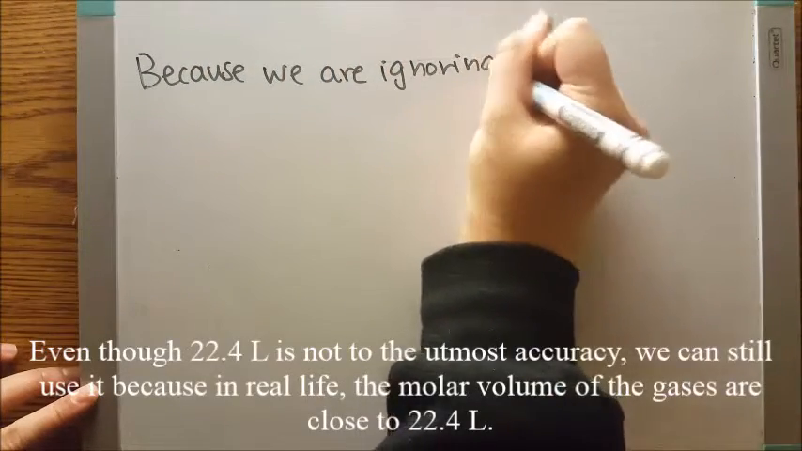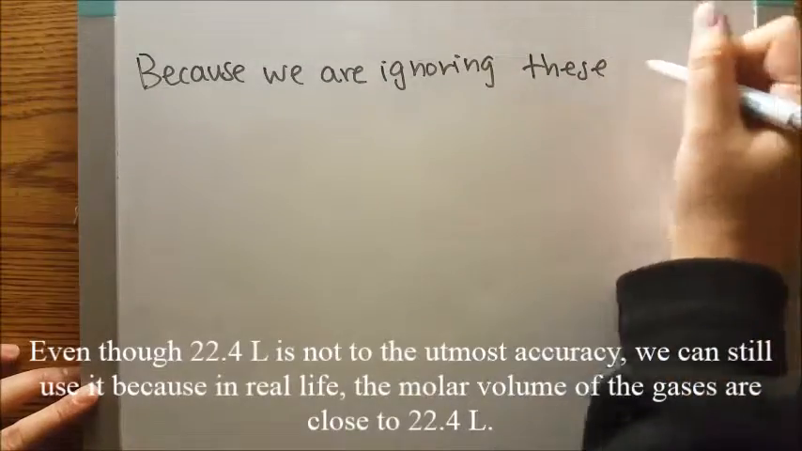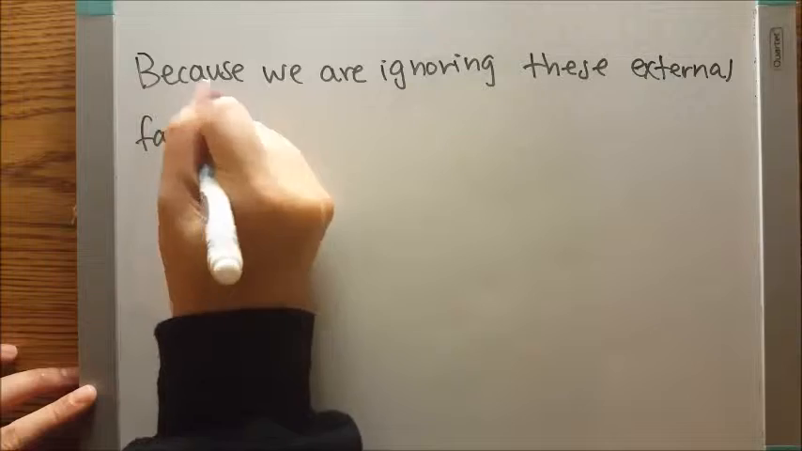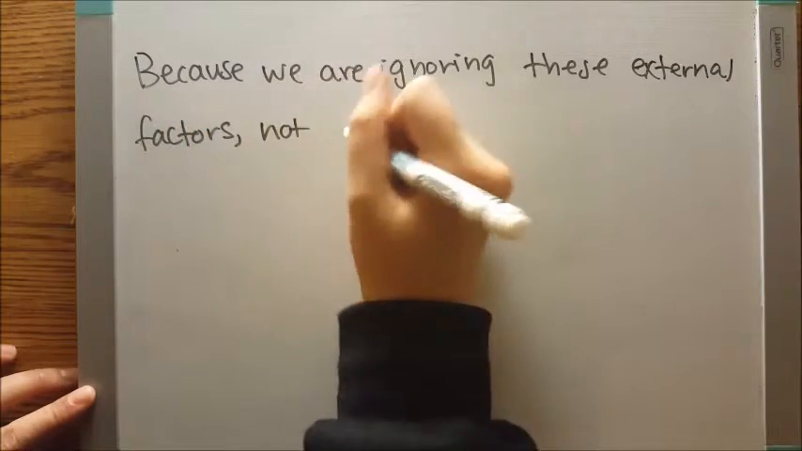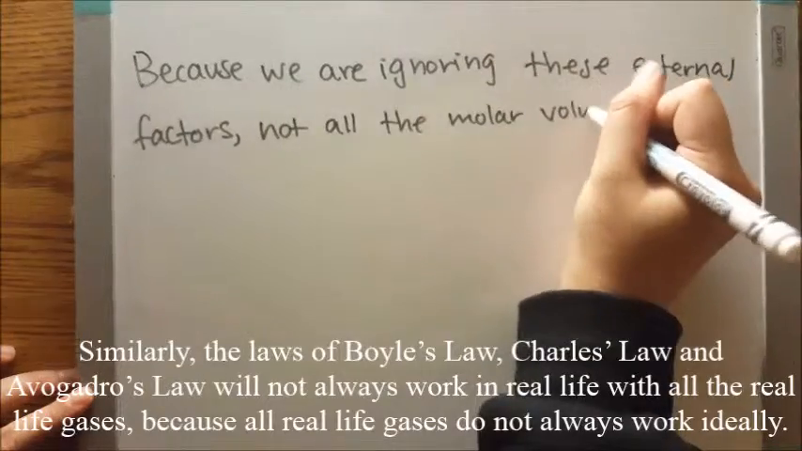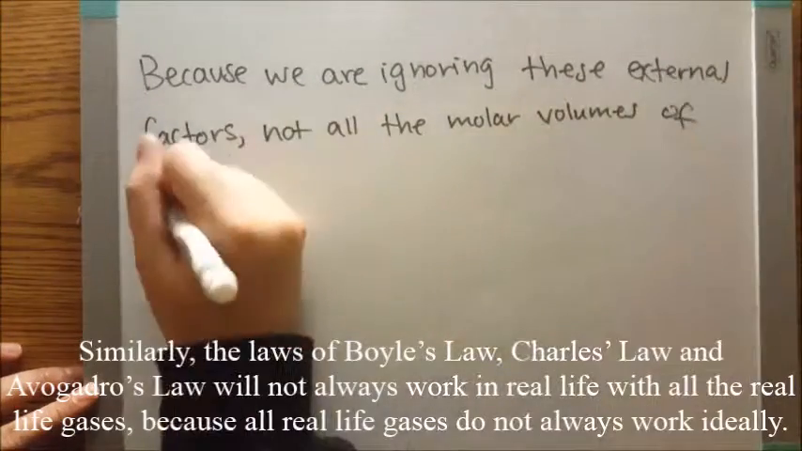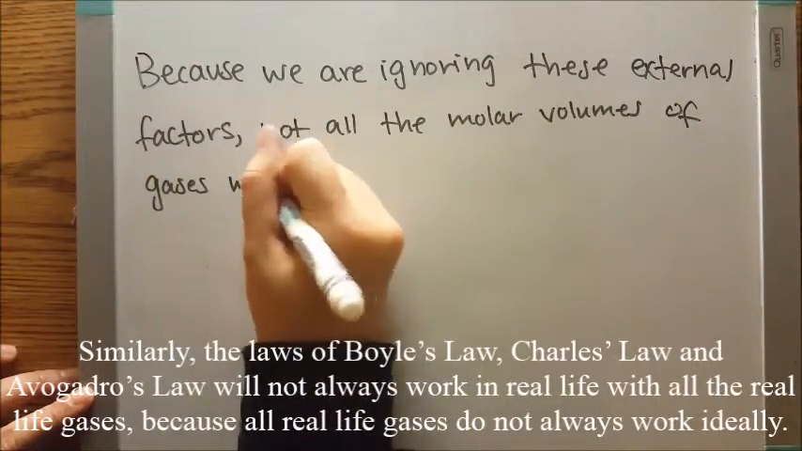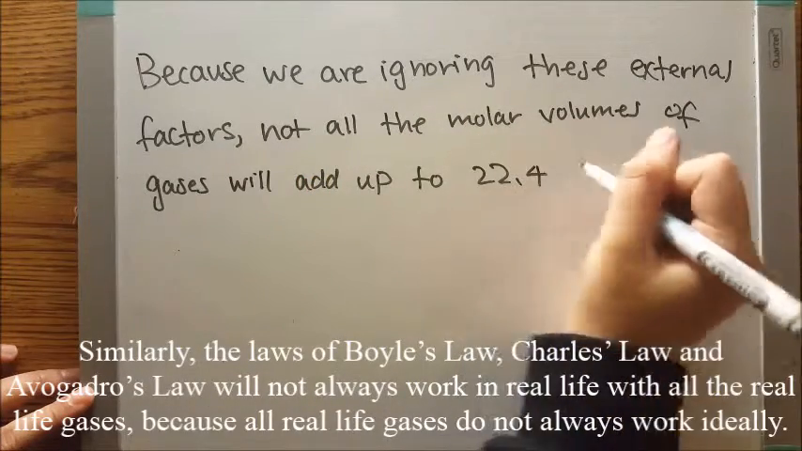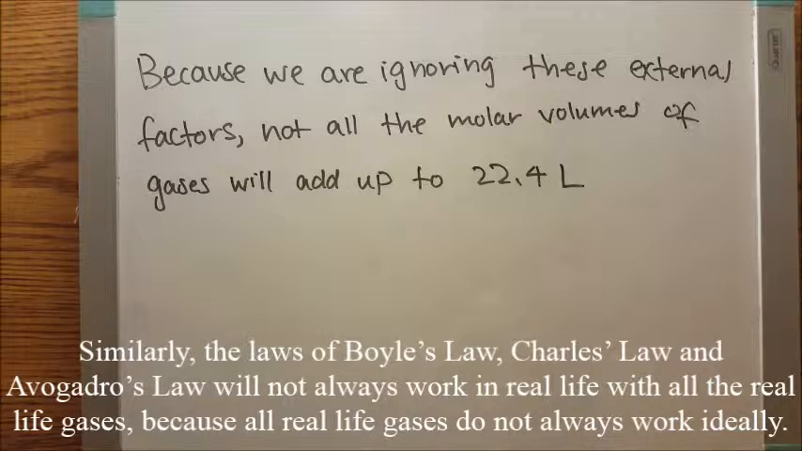Even though 22.4 liters is not to the utmost accuracy, we can still use it because in real life, the molar volume of the gases are close to 22.4 liters. Similarly, Boyle's law, Charles' law, and Avogadro's law will not always work in real life with all real life gases because real life gases do not always behave ideally.